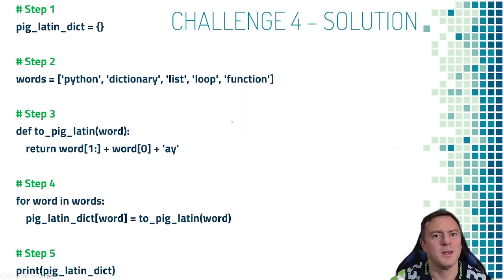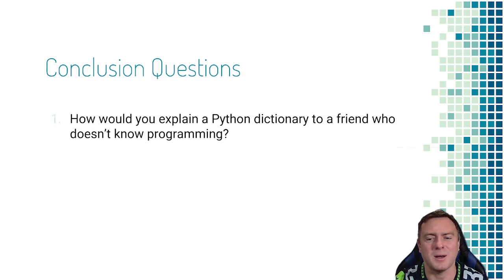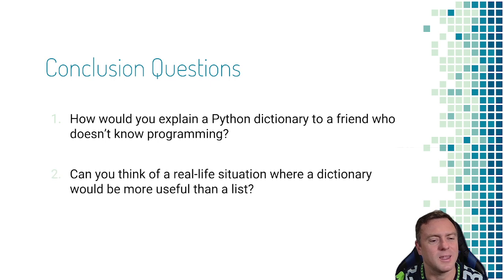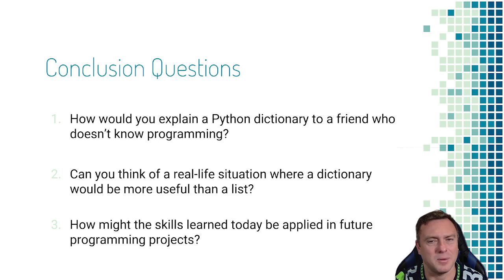Pretty cool. Now that's only if you use the consonant. There is the other section where you have to use a vowel. Yeah, we'd probably want you to have a crack at that for homework. So how do you explain Python dictionary to a friend who doesn't know programming? That's one of the things you need to ask. Can you think of a real life situation when dictionaries might be more useful than a list? Then how might the skills learned today be applied in the future?